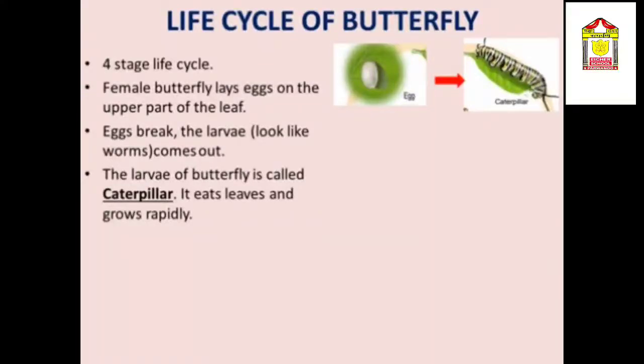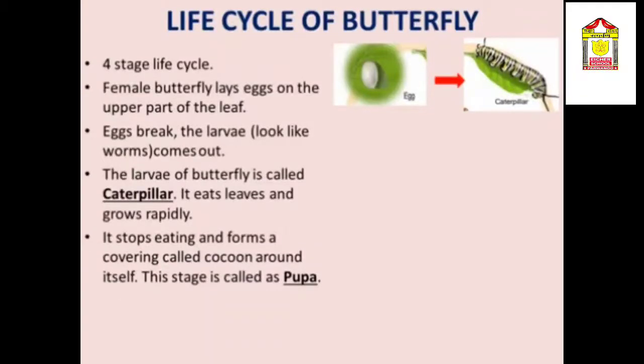The larva of a butterfly is called a caterpillar. Is larva ko kya bolte hain? Caterpillar. It eats leaves and grows rapidly. Ye bahut jaldi grow hota hai. After some time, what happens? It stops eating and forms a covering called a cocoon around itself. Aur apne charo taraf ek covering bana leta hai. Us covering ko kya bolte hain? Cocoon. And this stage is called pupa.